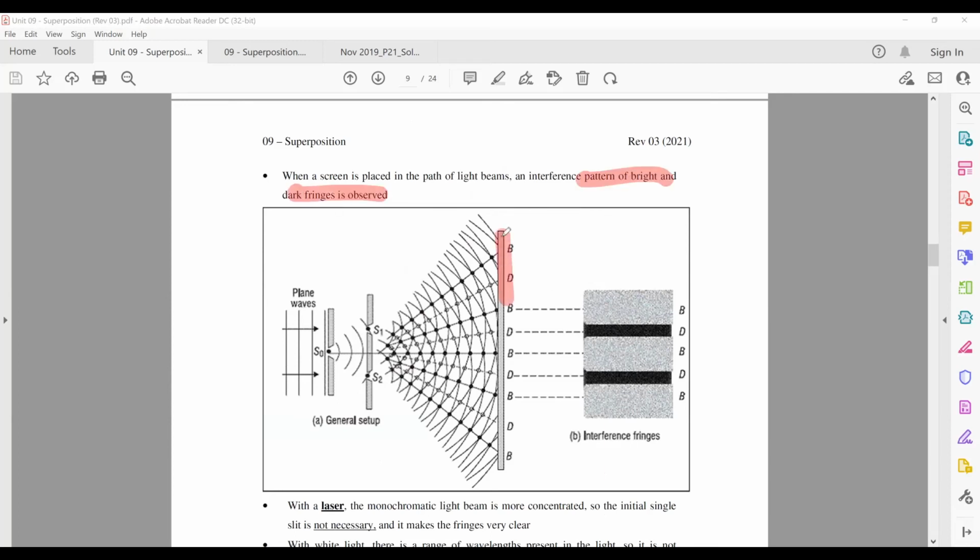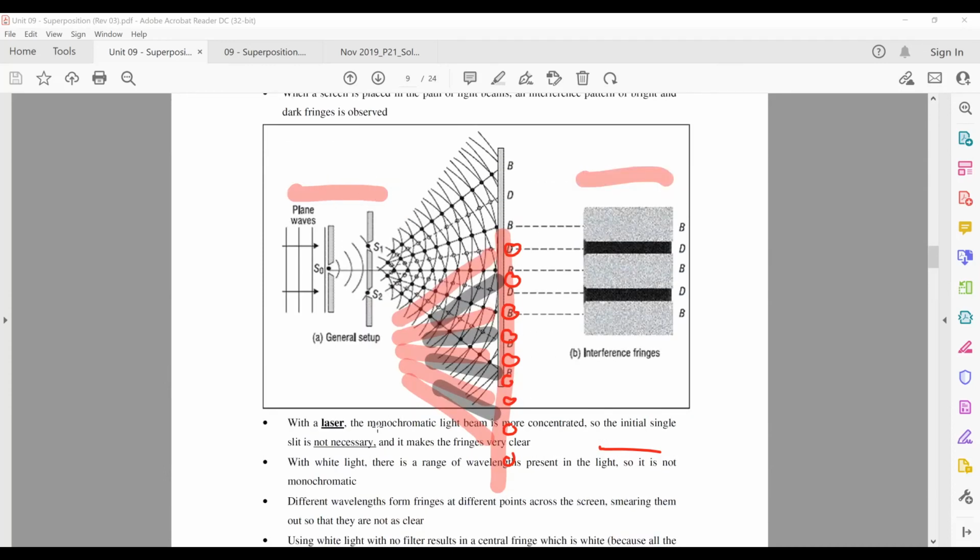When we say the pattern of bright and dark fringes, it's referring to what we see here. We are always going to see bright, dark, bright, dark, bright, dark, bright, dark. This is what we call the interference fringes. So these little lines that you see here all represent the regions of constructive and destructive interference. The red colored line represents constructive interference. The dark colored lines represent destructive interference, which in turn gives you your bright and dark fringes respectively.